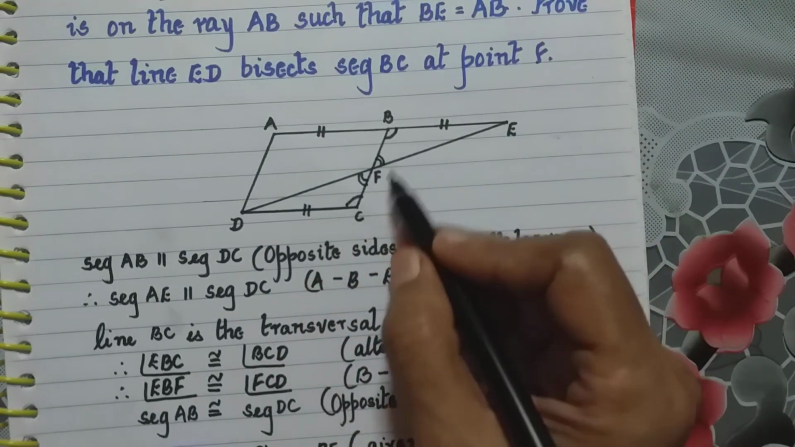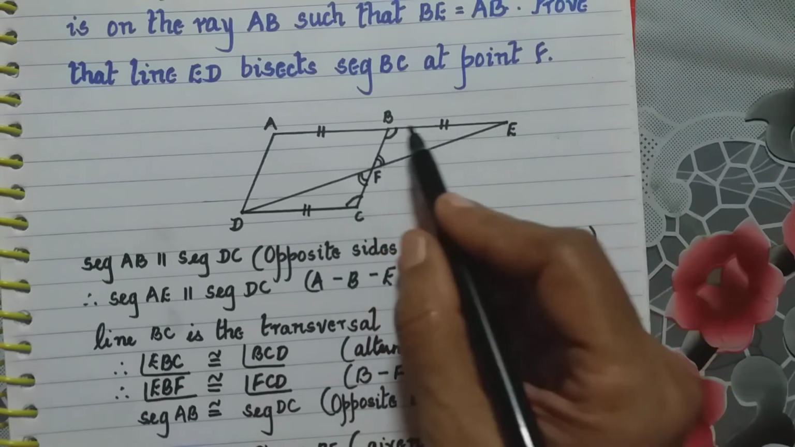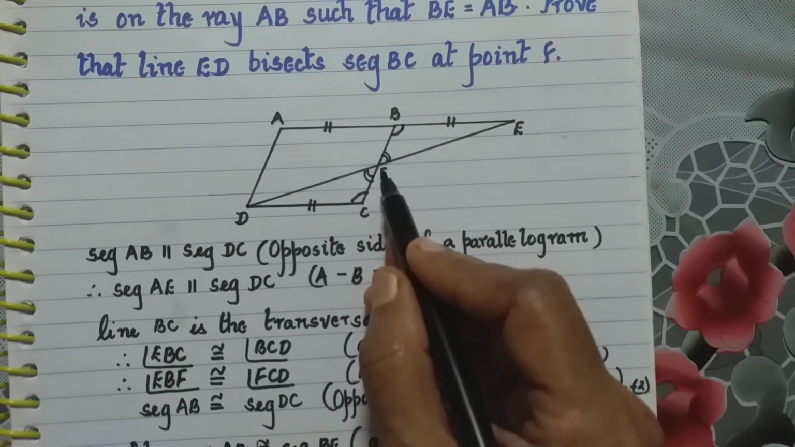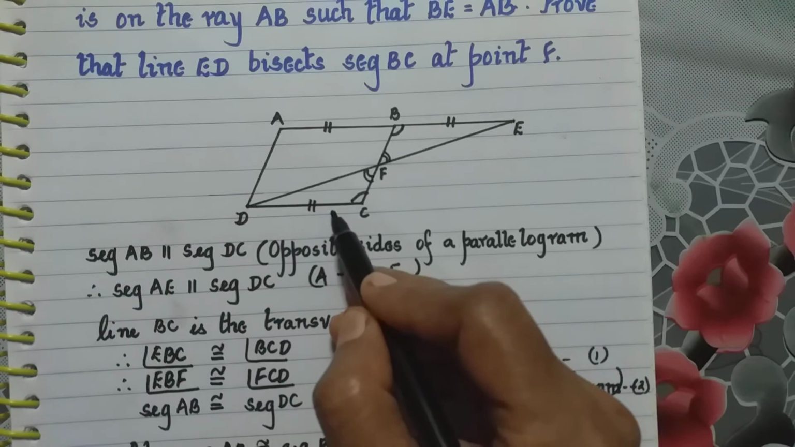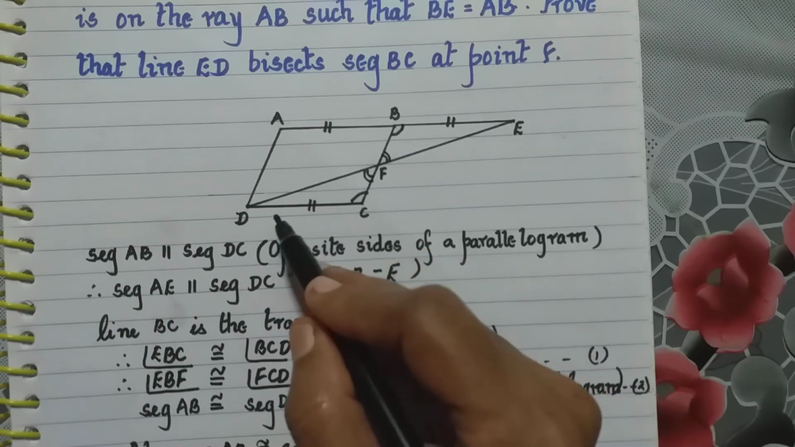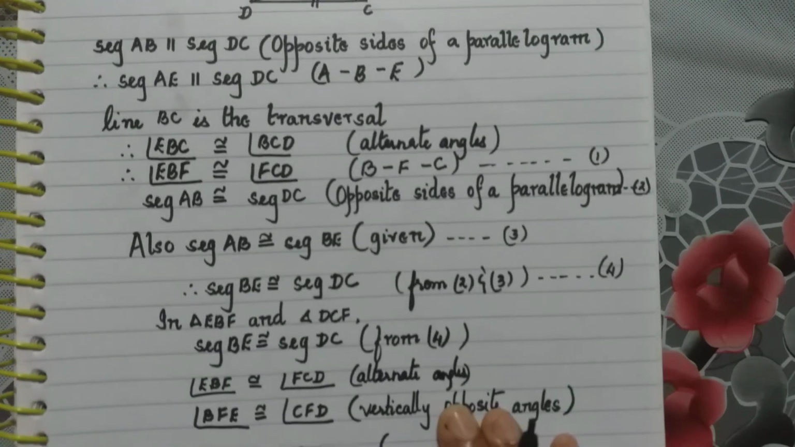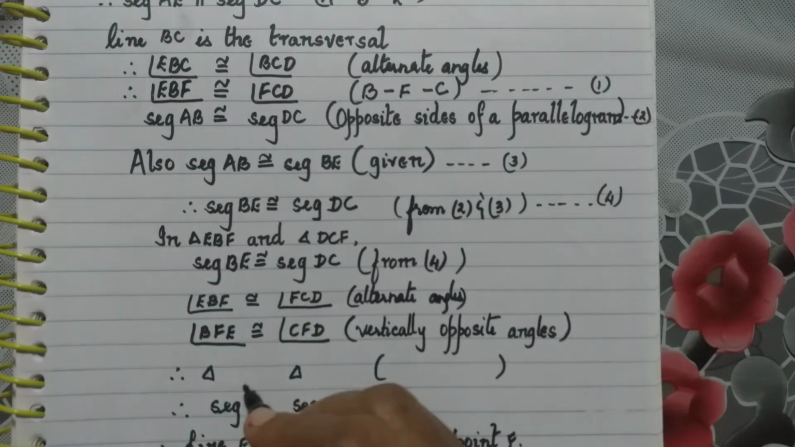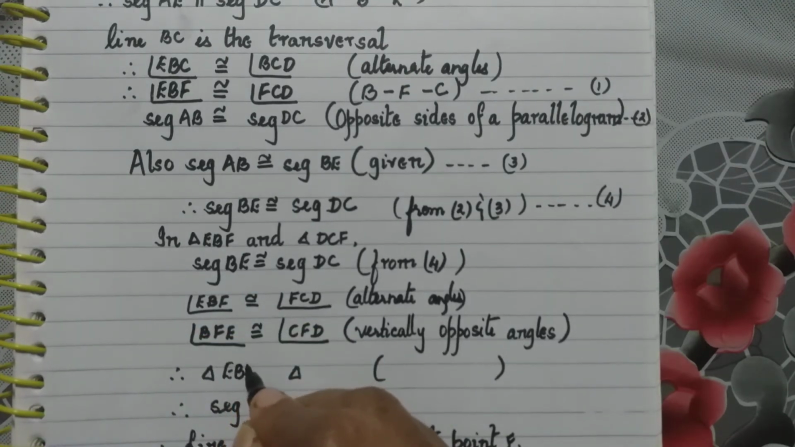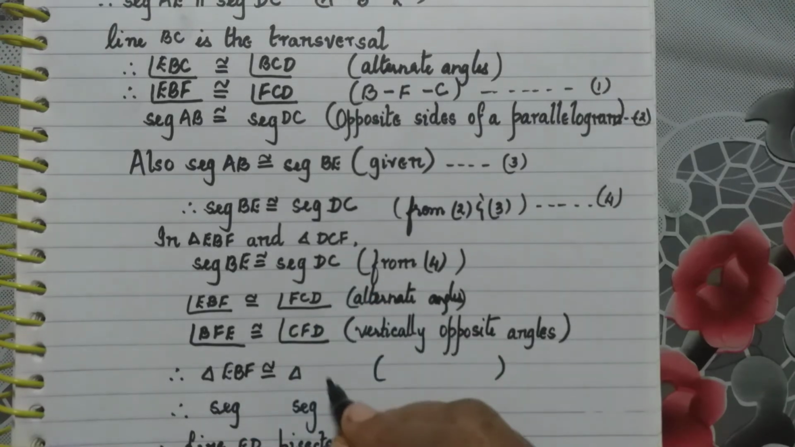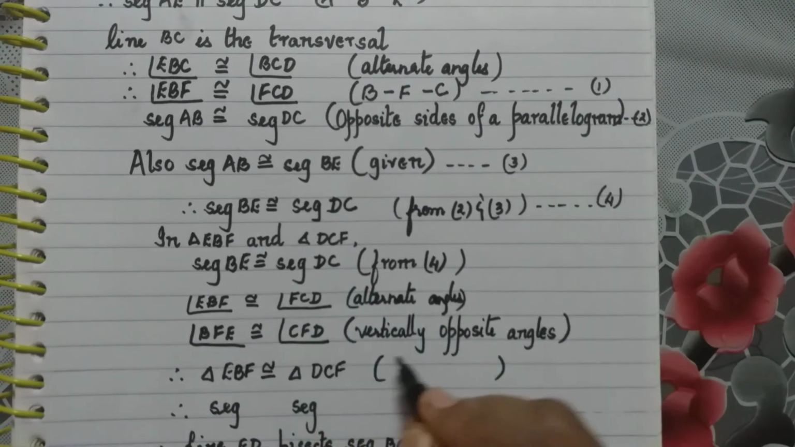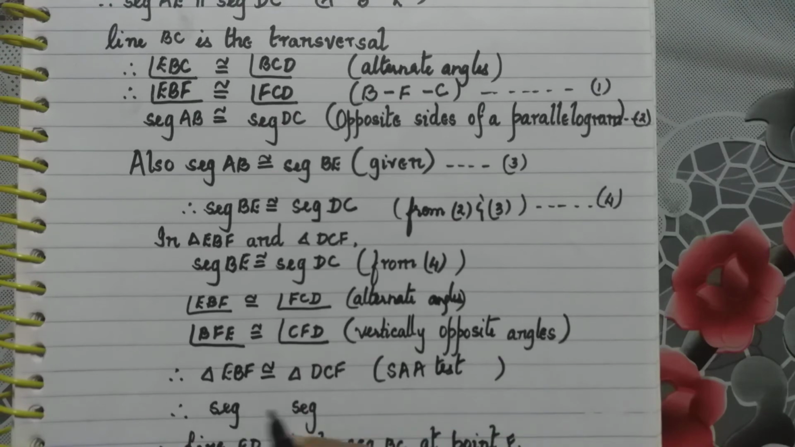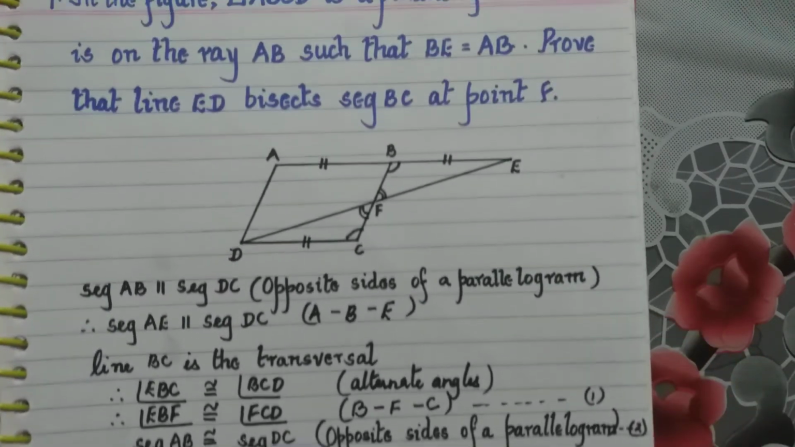So, we can say now that these two triangles, triangle EBF and triangle DCF, are congruent to each other. Now, by which test? Here one side, then the angle, then the angle. Side, angle, angle. That is by the SAA test. So, triangle EBF is congruent to triangle DCF by the SAA test.